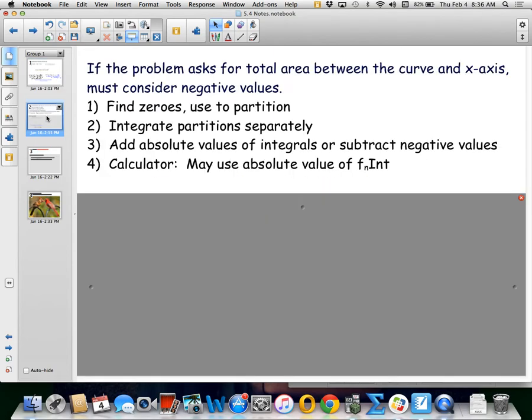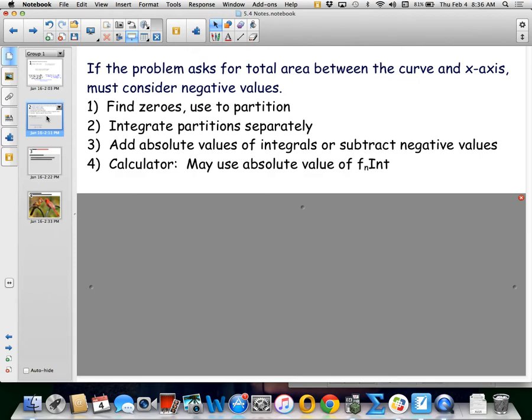Here's the steps, depending on the directions. We talked a lot, I think, on our block day and on Tuesday about the difference between evaluate the integral and find the area. If the problem asks you for the total area, or area under the curve, or between the curve and the x-axis, you have to separate each section.